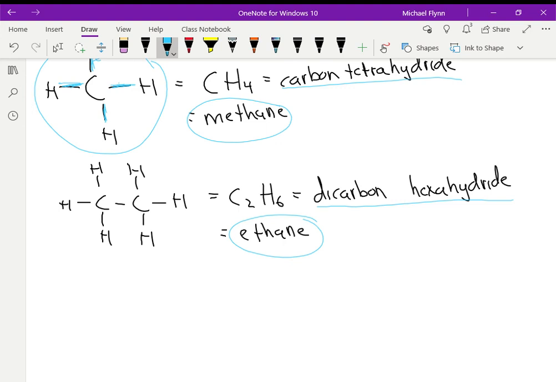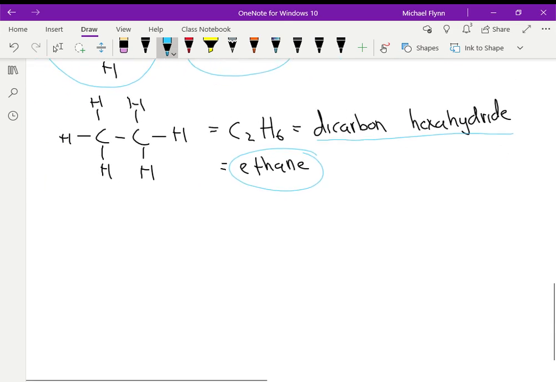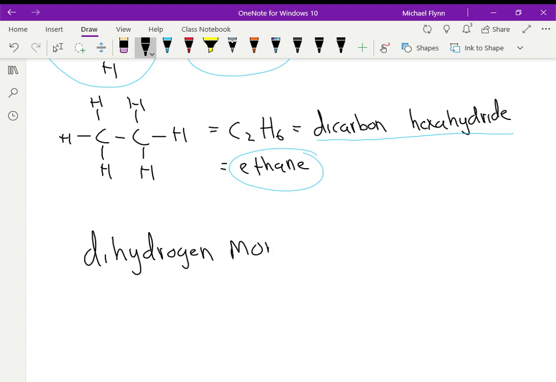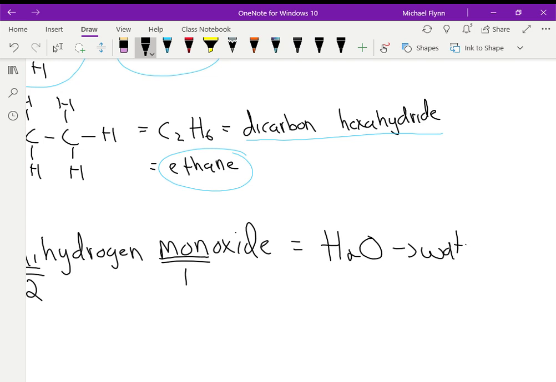And there's going to be a few special names that we're going to learn that are sort of the exception to the rule. But some things have more than one name. Like for example, here, if I write dihydrogen monoxide, okay, how many hydrogens do I have? Well, I have 2. That means 2. How many oxygens? Well, mono means 1. So this is H2O. Well, you know what the common name for that is. It's water.